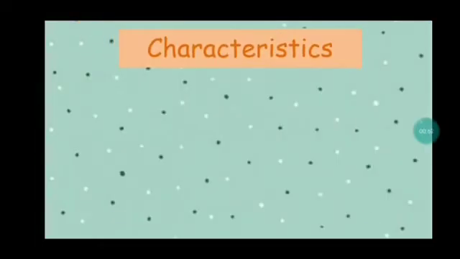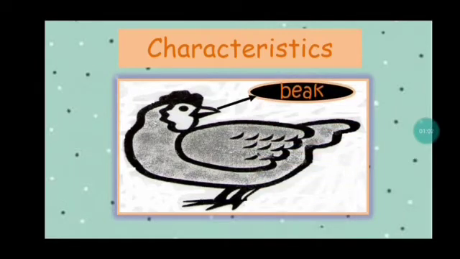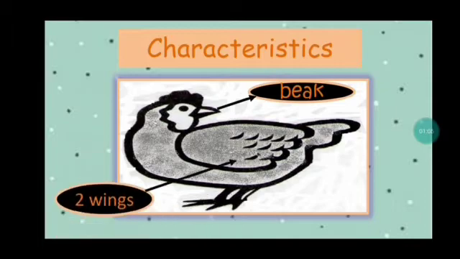What are the characteristics of birds or aves? Look at this. This is the pictures of chicken. It is one of the examples of birds, salah satu contoh unggas. What are the characteristics? It has beak. Dia punya paruh, and then it has two wings and two legs. So the first characteristic of birds, they have beak and two wings and two legs.